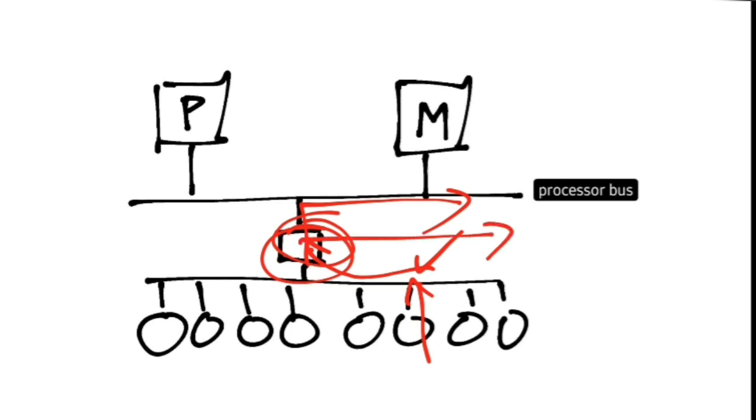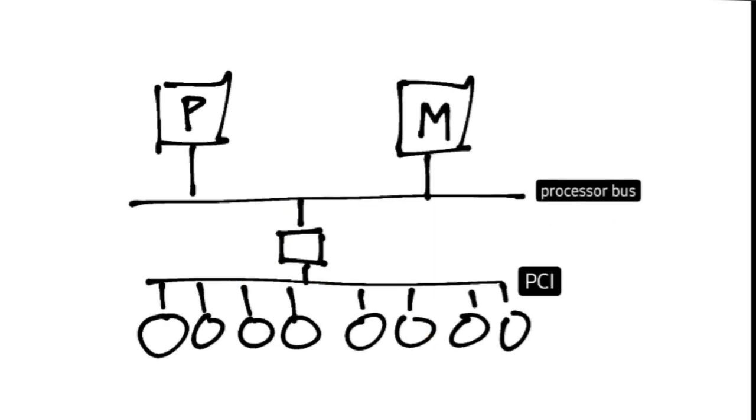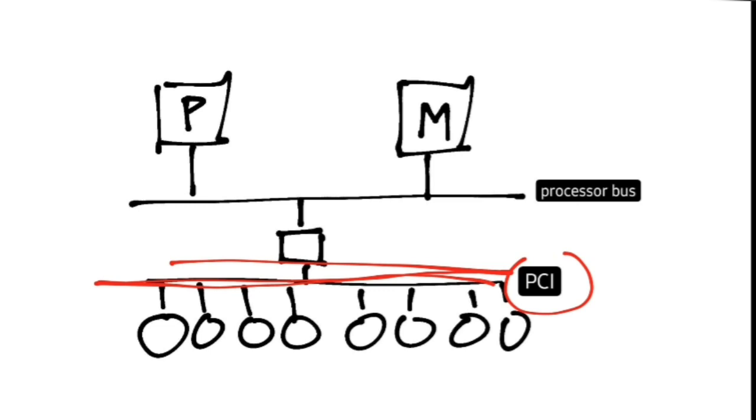What is this device called? This is called PCI, and this bus is known as PCI bus. Okay, peripheral component interconnect, it's the full form of PCI. By using this bus, you can control the information transfer.